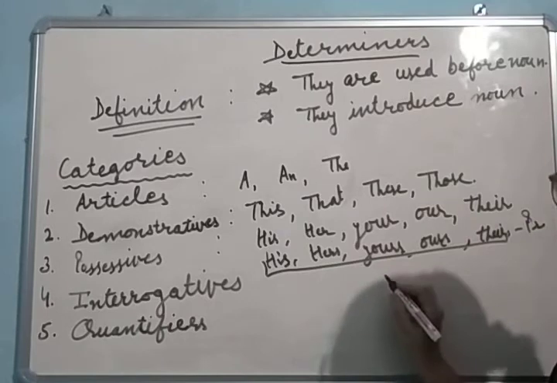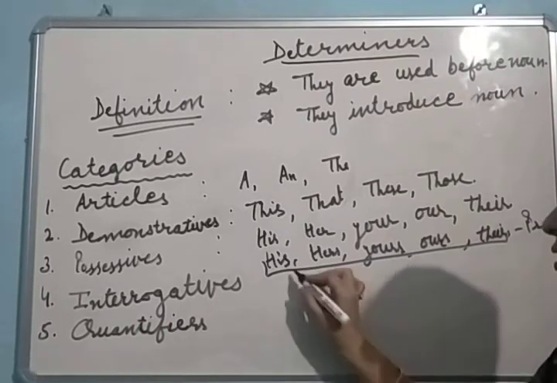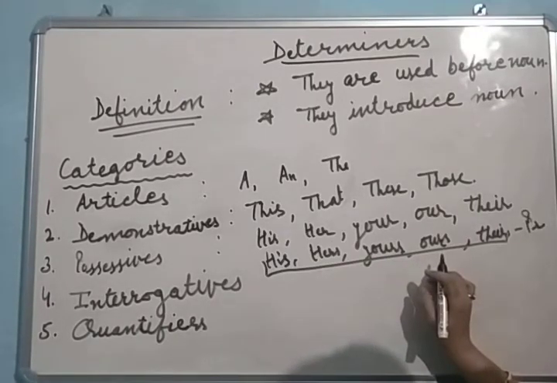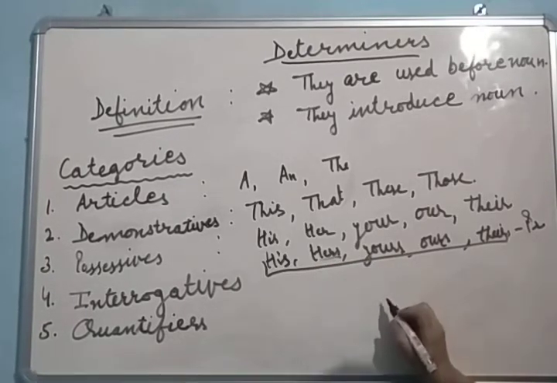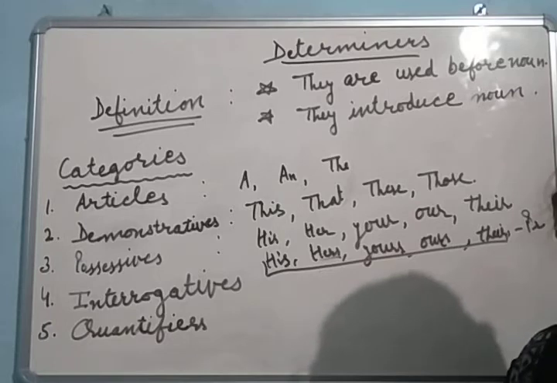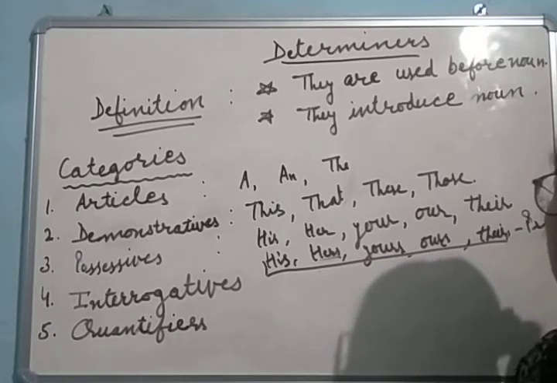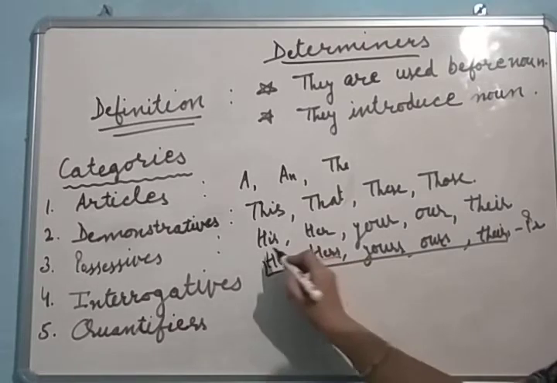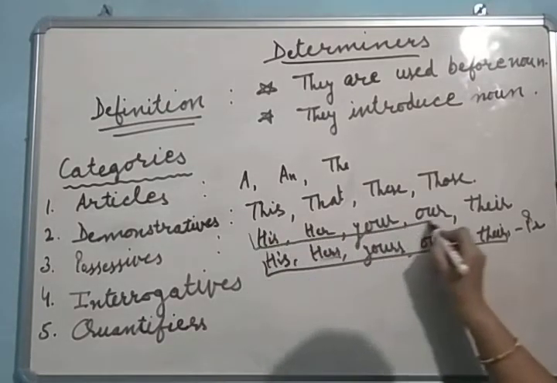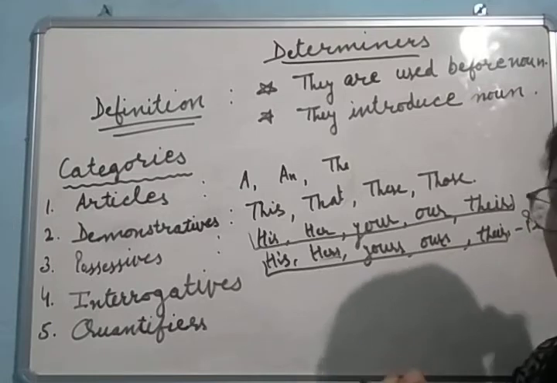As we don't need any noun after these words, we can say this book is hers. After hers, no noun is required. But we cannot say this book is her. After this one, a noun is required. Or we can say this is her book. So these are possessive determiners as they will be followed by a noun.